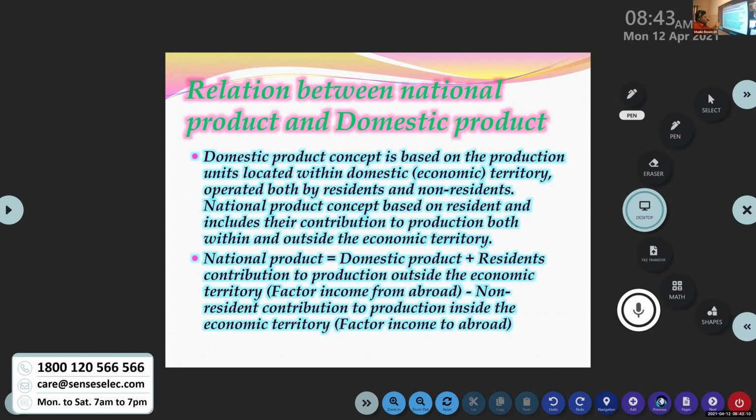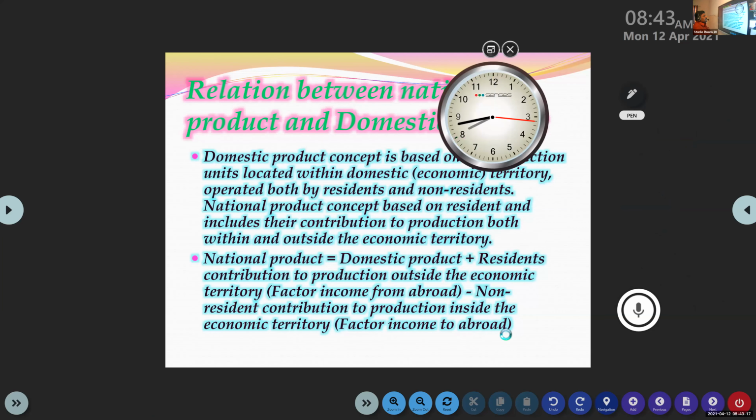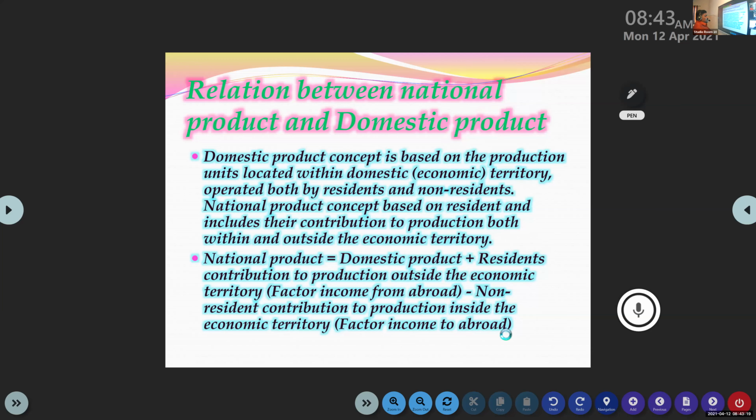Minus non-resident contribution to production inside the economic territory, that is, factor income to abroad. This is the last concept we discussed. Clear? Okay, what is that? For example, national product is equal to domestic product, the product within the territory of the country, plus residents' contribution to the production outside the economic territory of the country.